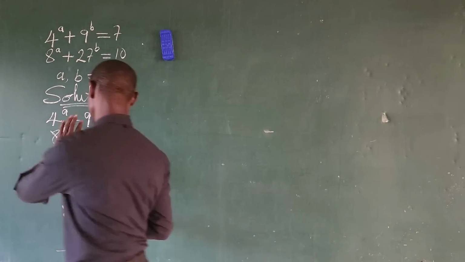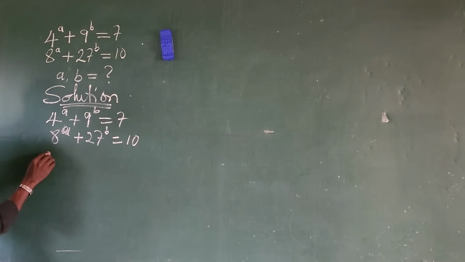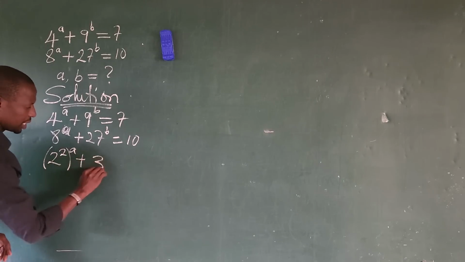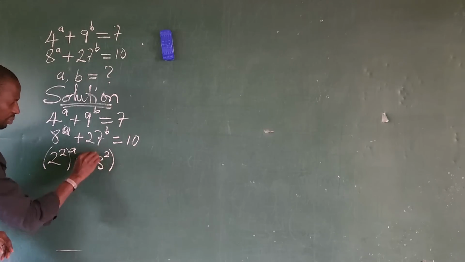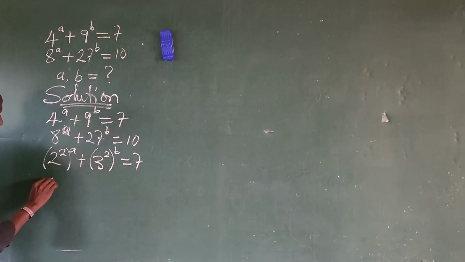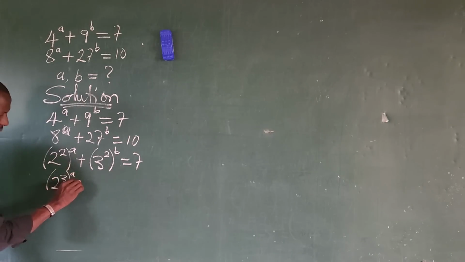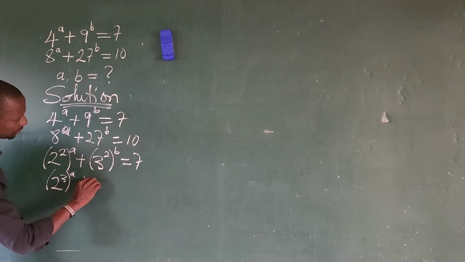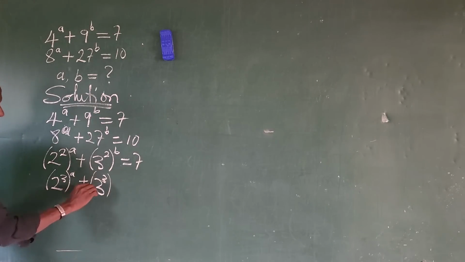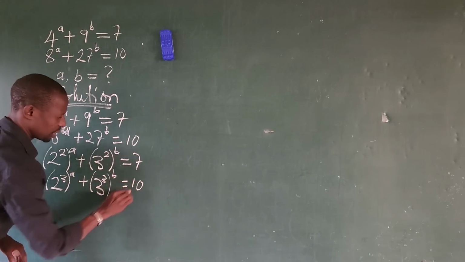So let's go ahead and rewrite this. It will now give us 2 to the power of 2, in bracket, to the power of a, plus 3 to the power of 2, also in bracket, to the power of b, equal to 7. And here we have 2 to the power of 3 all raised to the power of a, plus 3 to the power of 3 to the power of b, equal to 10.